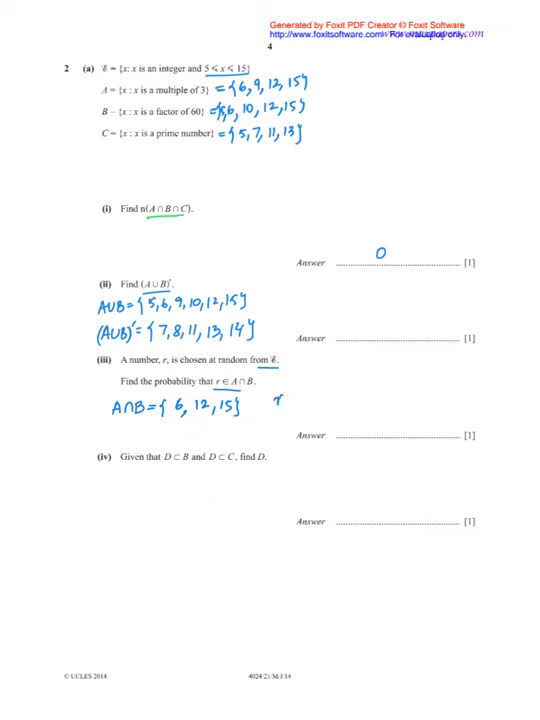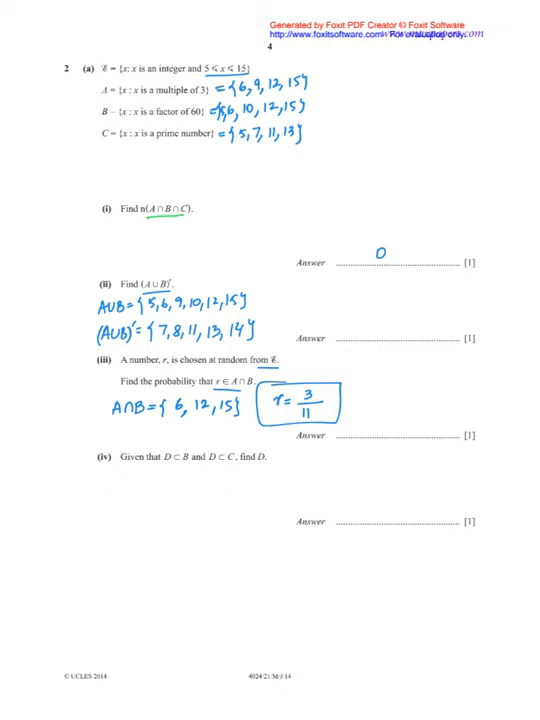So for R, it can be any of 6, 12 and 15. So the possibilities are 3 out of the total number in the sample space, from 5 till 15. So we have 11 numbers. So that is the answer for the probability.